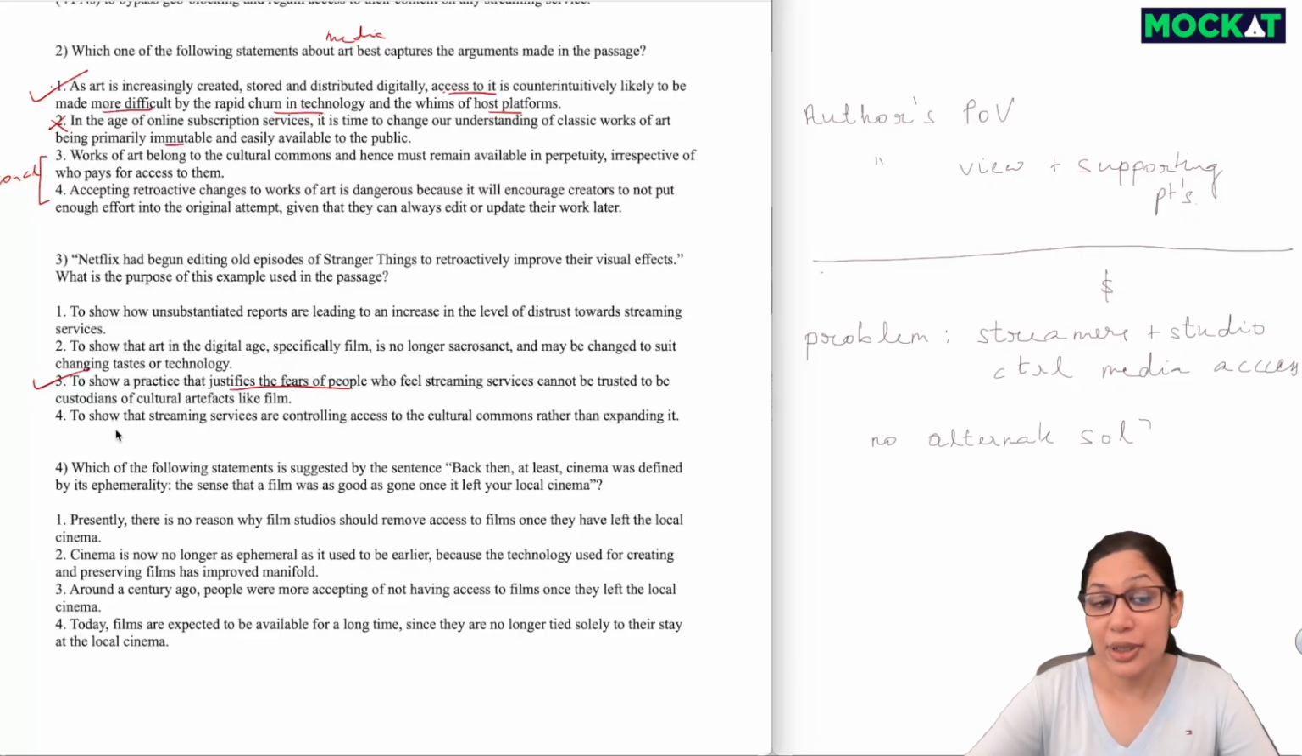Now, in case you are being pulled towards option 4, streaming services are controlling access to the cultural commons rather than expanding it, understand that this is not what the author is saying. This is what these other people are saying. So from their perspective, this is fine. But our question here is not what those people feel. It is basically, why has the author given this example? So the author has given this example to justify this practice.